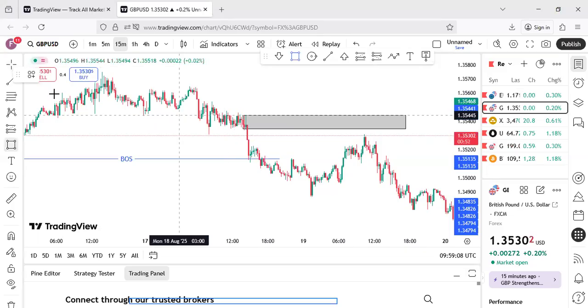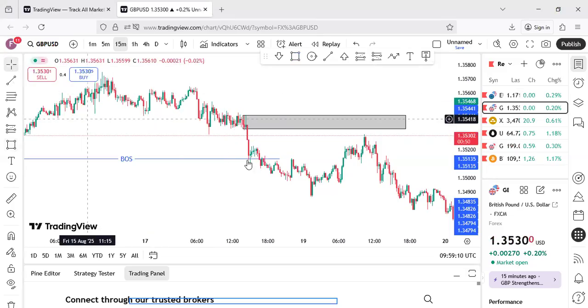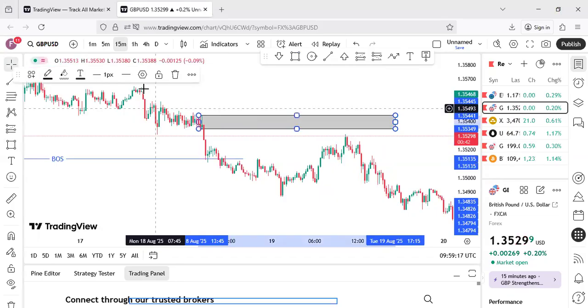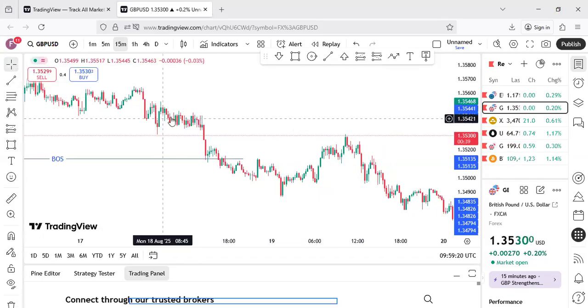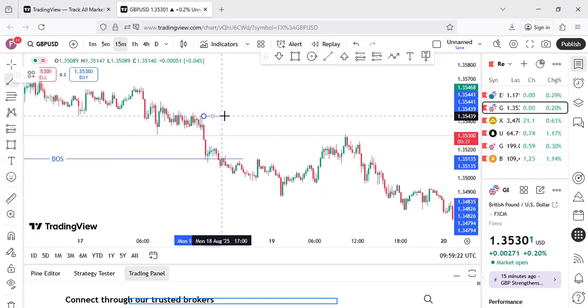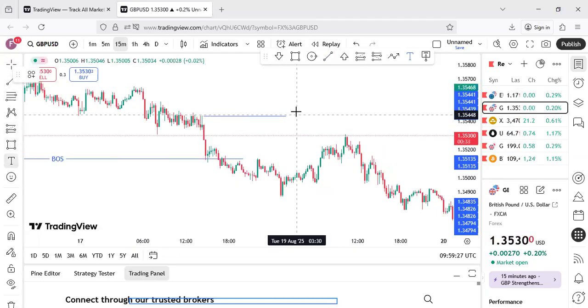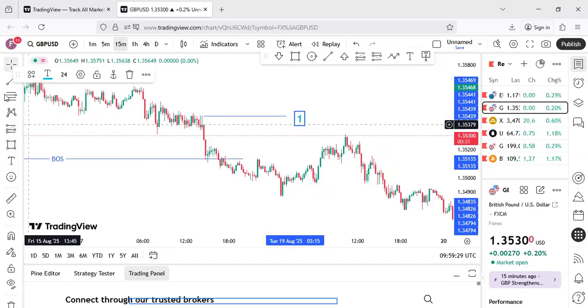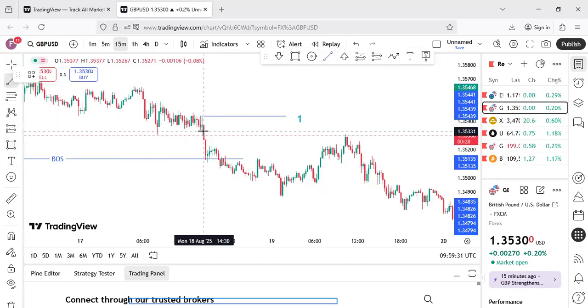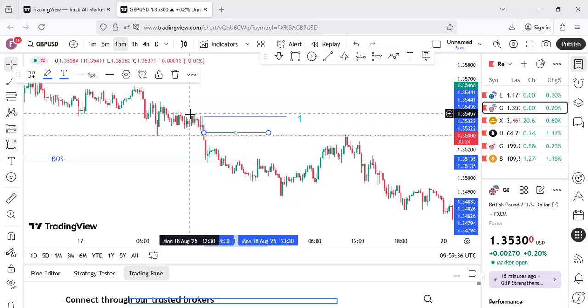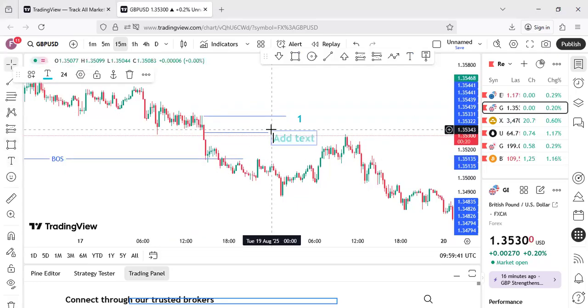How can we know that that particular zone is a valid fair value gap? Number one, I said it is formed by a three candle pattern with no overlapping zone. Look at it. Three candle pattern. This is candle one. This is candle two. Three candlesticks is what we need for a fair value gap. That's what we need.